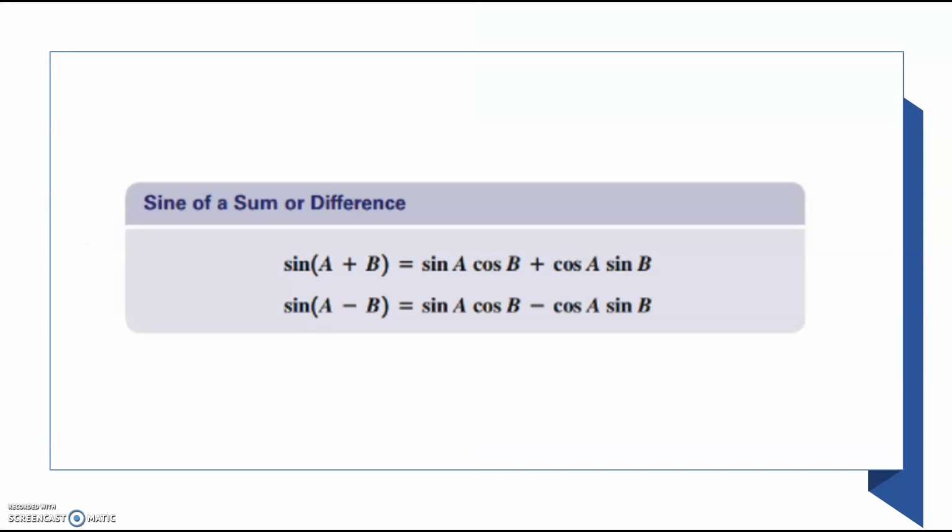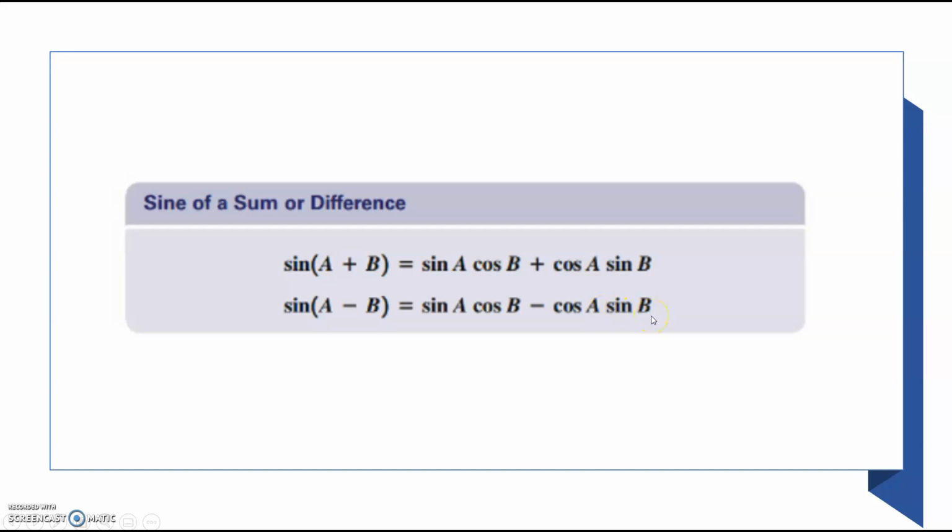So first, the sum and difference identity for sine. It's kind of similar to cosine, except there are a few things that are different, all right? First of all, the sine of two angles being added is equal to the sine of the first times the cosine of the second, plus the cosine of the first times the sine of the second, and vice versa. If you're subtracting two angles, it's the sine of the first times the cosine of the second, minus the cosine of the first times the sine of the second.